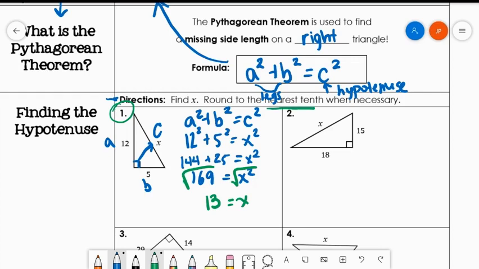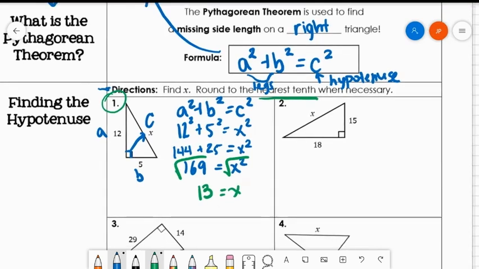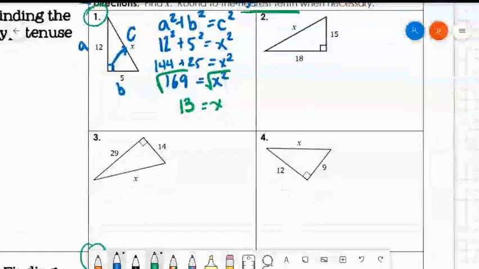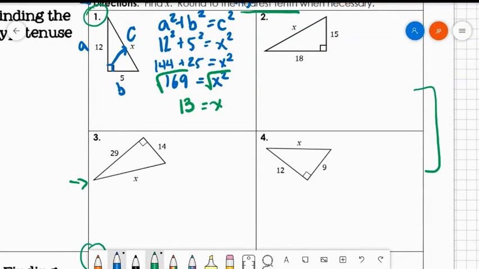It says here to round to the nearest tenth when necessary. That one I don't have to round to the nearest tenth because it's a perfect square. But some of the other ones on here you are going to have to. So I want you to try 2 through 4 and see where you get.